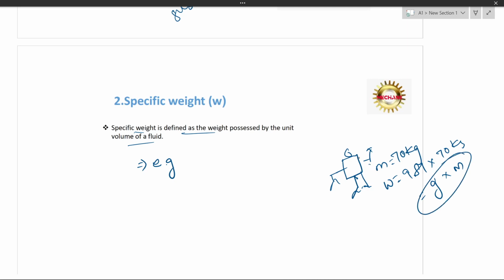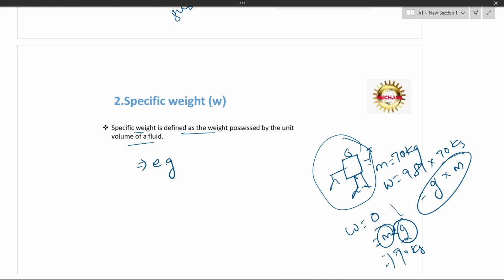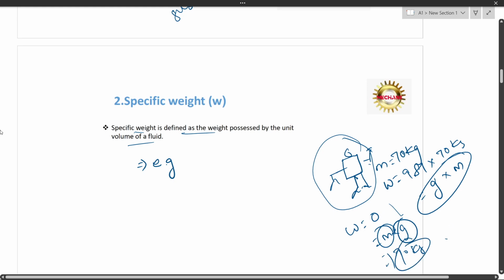If a person is in a different place, maybe another planet where gravity is zero, his weight becomes zero, because weight is nothing but mass into gravity. Gravity value on that planet is zero, so the whole weight would be zero, but the mass would remain the same. Mass would be 70 kg. So this is the difference between mass and weight.